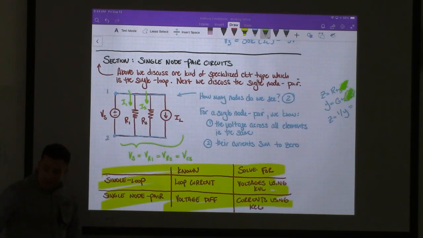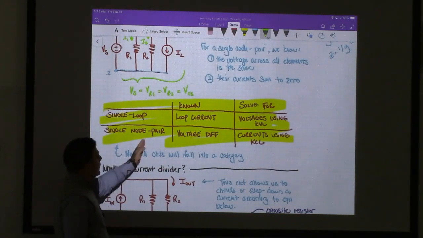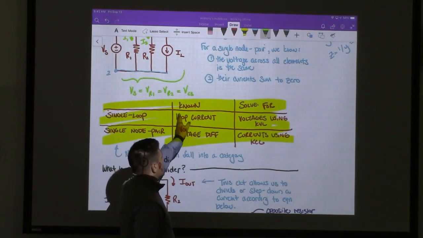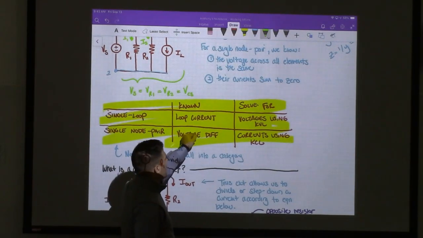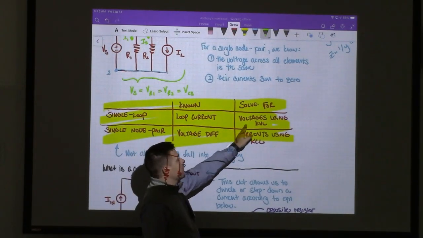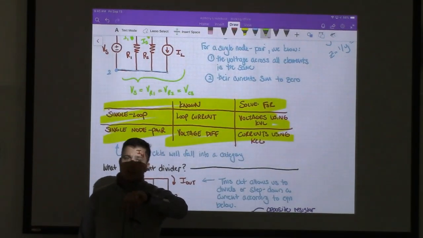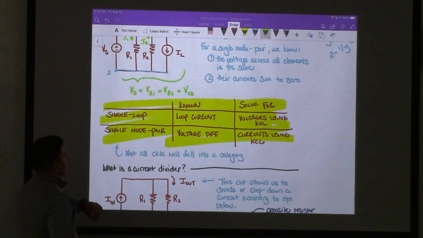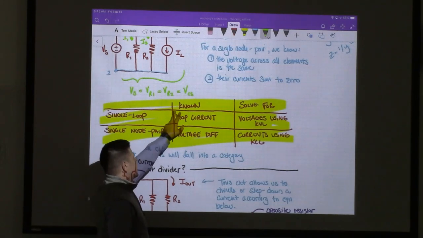So if we look down here, for single loop circuits, there's a single current that will either be known or we'll have to solve for. And then the real problem is going to be getting the individual voltages of the different elements, and we can use KVL for that. And for a single node pair circuit, I shouldn't really say known.